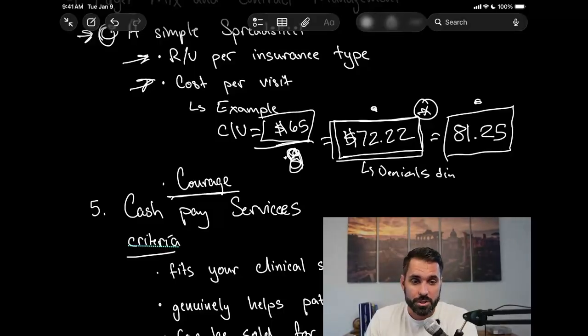You have to have courage to drop truly unprofitable contracts. And that's hard to do. But we will not see insurance change and reform until we as a healthcare profession decide to stop accepting contracts that just no longer work.